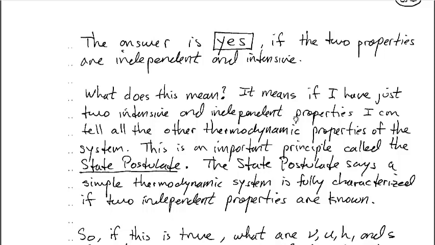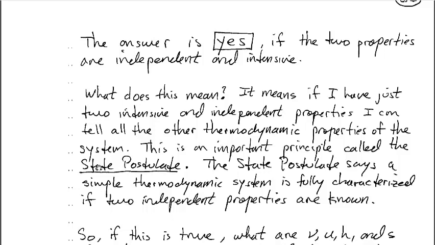But what does it mean to say that if we have two properties that are independent and intensive, we can determine all the other thermodynamic properties? Well, the fact that I can do that, right, that is, if I have just two independent properties, I can tell all the other thermodynamic properties of the system.